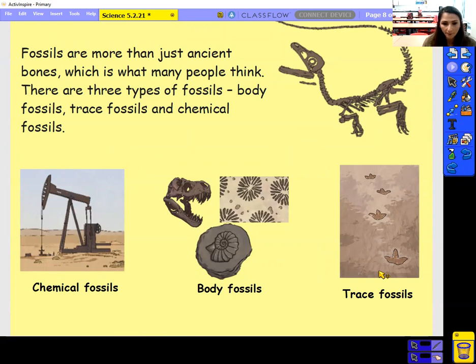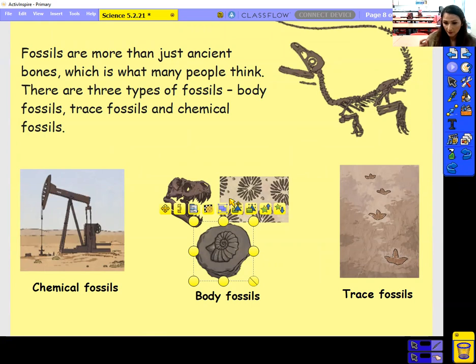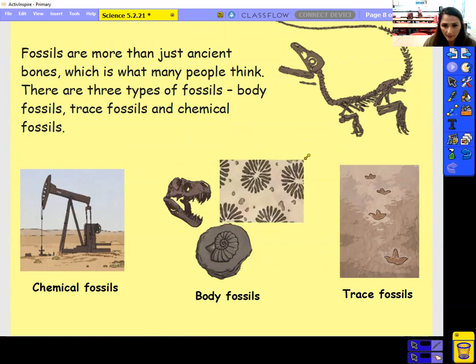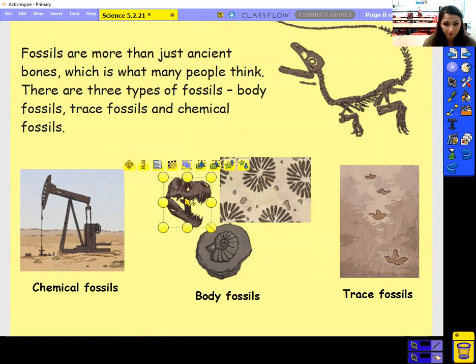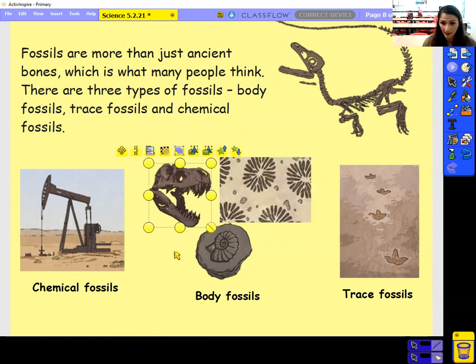We also have body fossils. Now, these are what you're probably more used to, okay? So these body fossils are basically fossils that are found, pieces of bones, pieces of outlines of the bones of animals that have died. So you might see things like this. You might have seen pictures of these prints of their bones, of their skeletons, teeth, things like that.